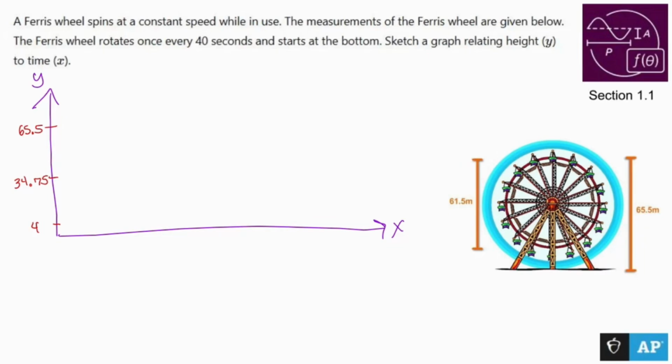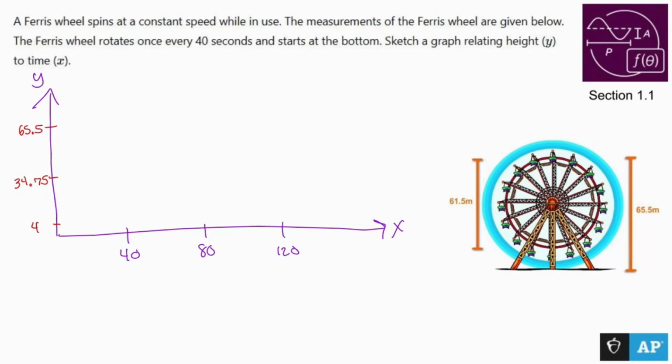Now, this is a Ferris wheel. Starts at the bottom. Its height goes up and down and up and down and up and down. Now, it rotates every 40 seconds, and we're going to sketch a graph. So let's label 40, label 80, label 120, and we should be okay with that.